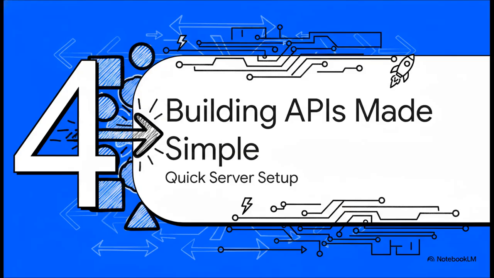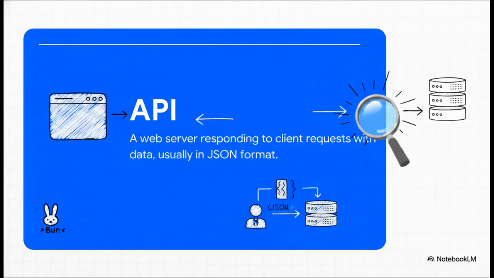Now for section 4, building APIs made simple. Quick refresher before we look at the code. Let's define what we are building. An API, or Application Programming Interface, is essentially just a web server that listens for client requests and responds with data. When you build modern web apps, your client, like a web browser, asks the server for data and the server sends it back, usually formatted as JSON. This is the absolute bread and butter of back-end web development.